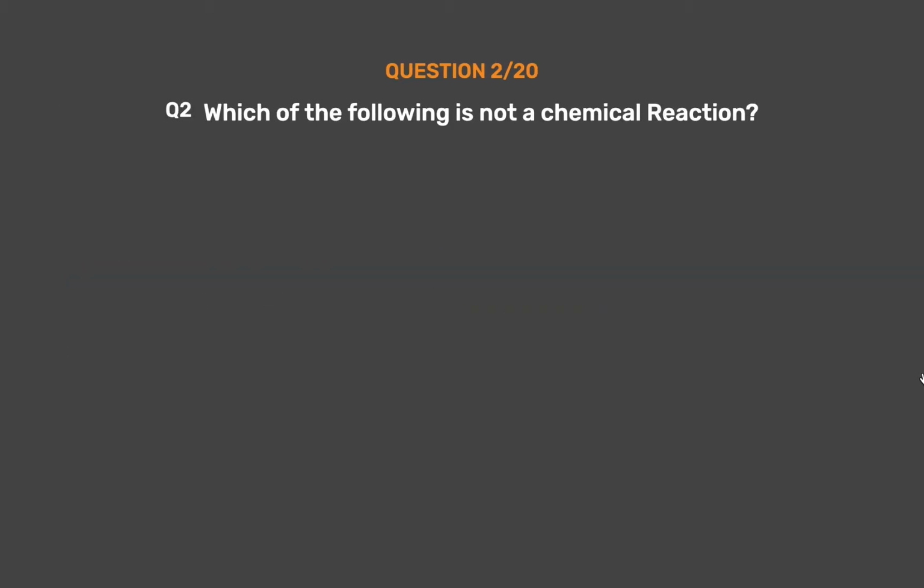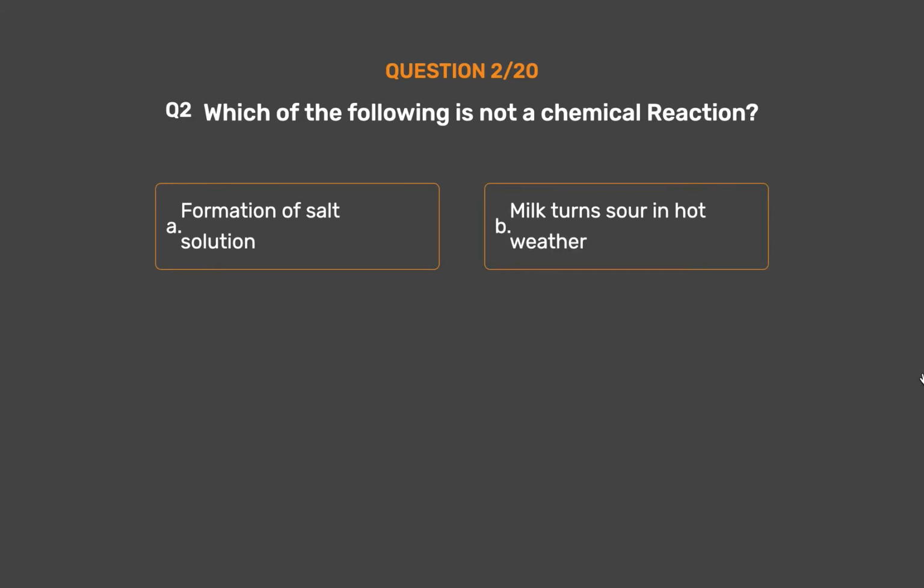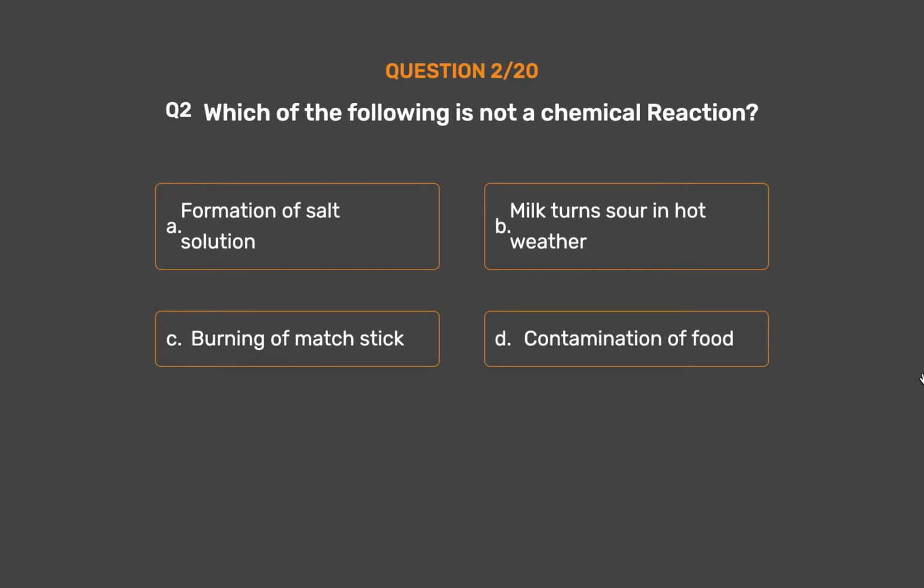Question number 2. Which of the following is not a chemical reaction? Option A. Formation of salt solution. Option B. Milk turns sour in hot weather. Option C. Burning of matchstick. Option D. Contamination of food.